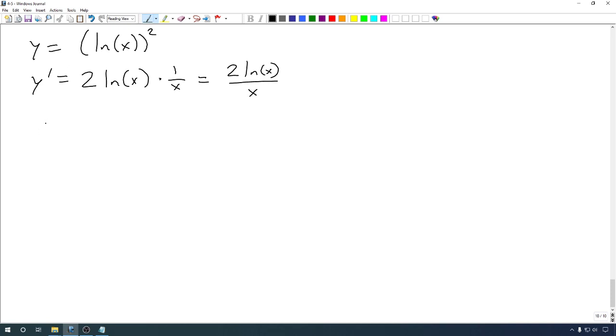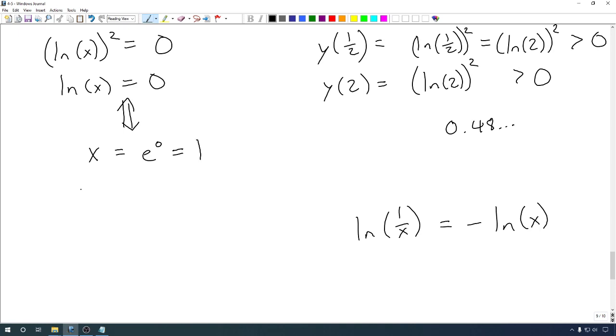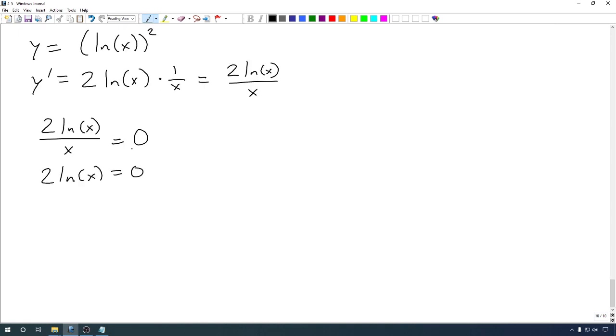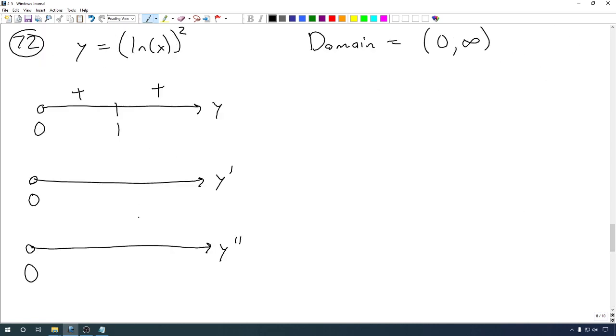But we're interested in where this thing equals 0. Well, a fraction equals 0 only if the top is equal to 0. The 2 doesn't really change anything. We're still looking at ln of x equals 0. And we've solved that already. ln of x equals 0 means that x equals 1. And so we can put on our number line a 1, and we take test points around 1.